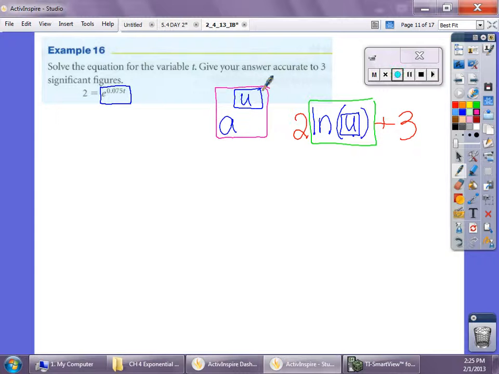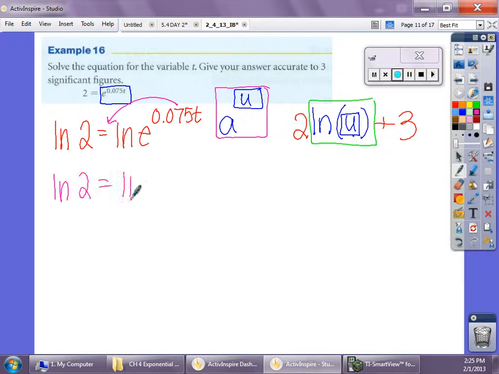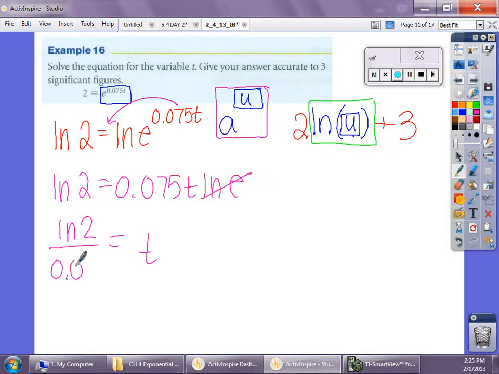So in this case, because the e to the is by itself, I'm going to take the ln of both sides. And it actually has nothing to do with the fact that the base was e. I always use ln. So, how is that helpful? Well, first of all, let's move that down. 0.075t, ln of e. Remember, ln and e cancel to 1. So we get t is equal to ln of 2 divided by 0.075.